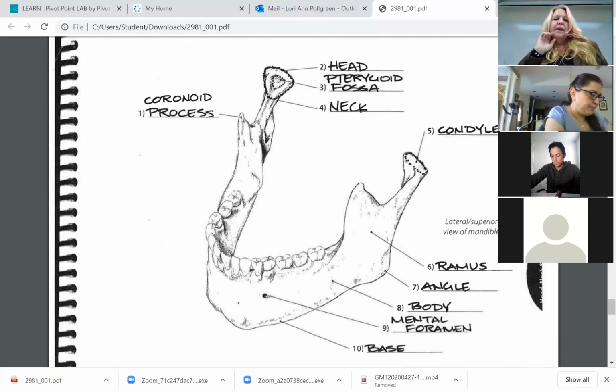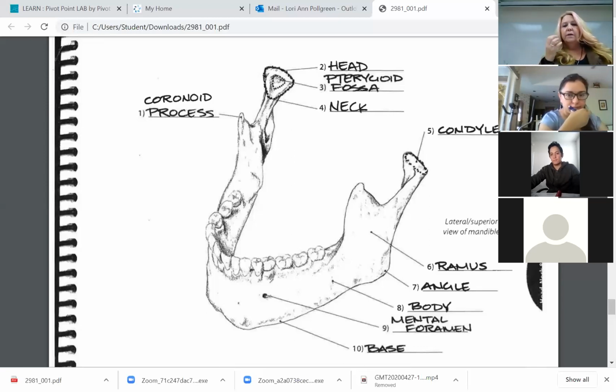7 is that sharp angle down on the corner. We can always feel that angle on ourselves. It's really easy to identify. 8 is the body. And 9 is that mental foramen. It's that little hole that the mentalis, one of the nerves comes out of, that Dave was talking about that day. If you brought your fingers to the corners of your mouth and down, you'll know when you press on it. You'll feel it immediately. It innervates the teeth and the jaw and the muscles in that area. And then 10 is our base.